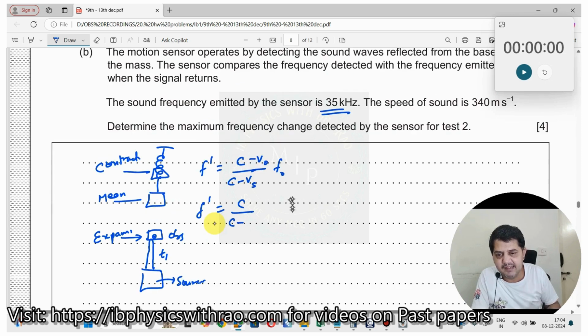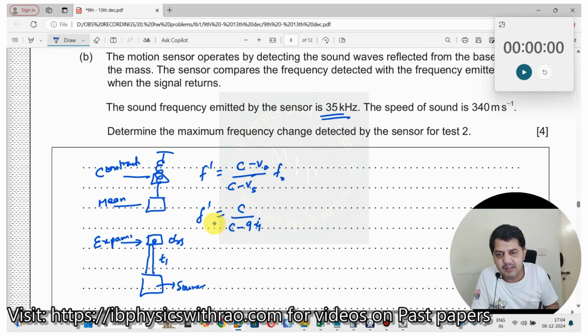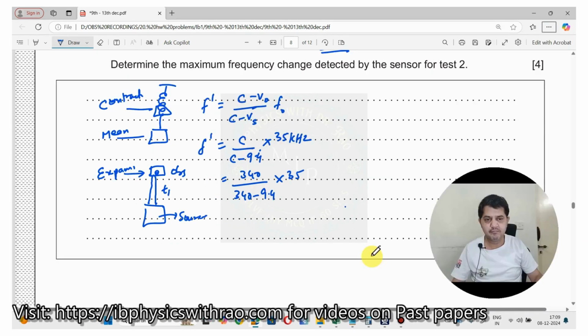So I'll write this as 9.4. So divide my 9.4 multiplied by what is the actual frequency? 35 kilohertz. Now what is C? Not velocity of light, speed of sound. So therefore this will be 340 divided by 340 minus 9.4 multiplied by 35. Okay, now let us calculate this.